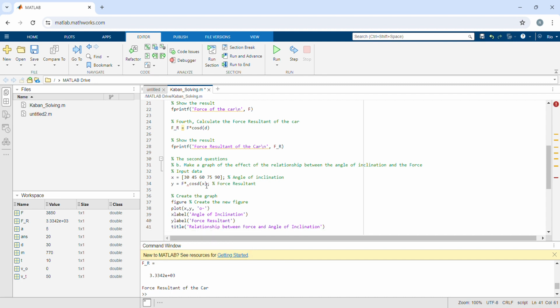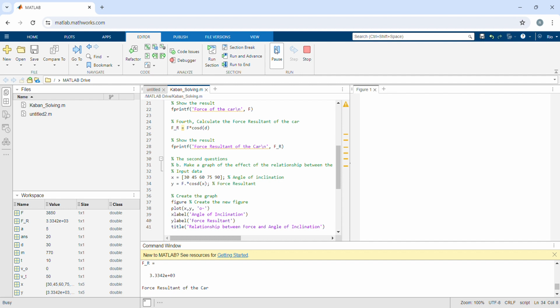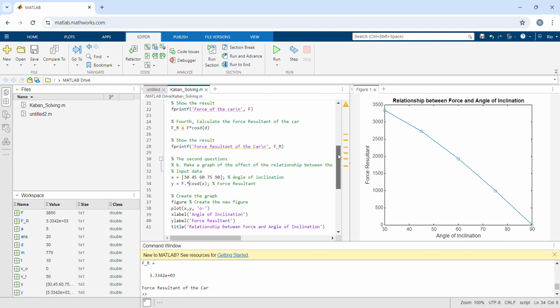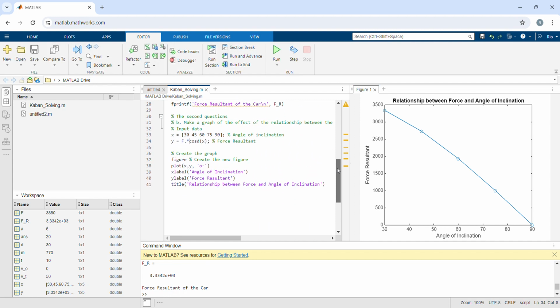So I think we're ready to run the code. Let's run the code. So this is the relationship between force and angle of inclination. From this graph, we can make some conclusion that the increase of angle of inclination can reduce the force resultant.